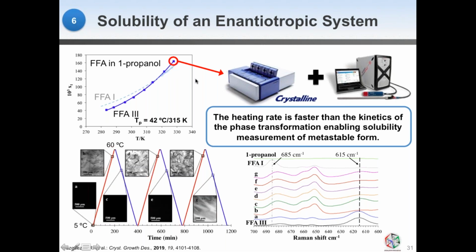And by monitoring this solubility experiment, heating our solution from 5 degrees C to 60 degrees C in repeating cycles, we were able to monitor that in all three cycles, we maintained our needle-like shaped crystals. And we can support this with Raman spectroscopy, where we can see here at the Raman shift around 615, we have a significant peak for form 3.